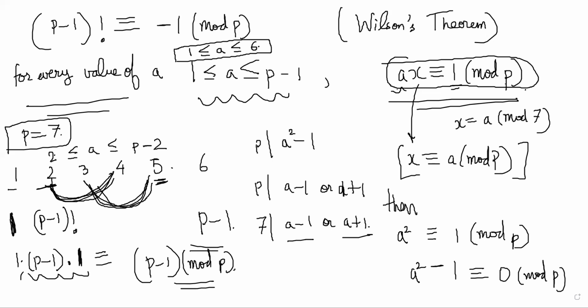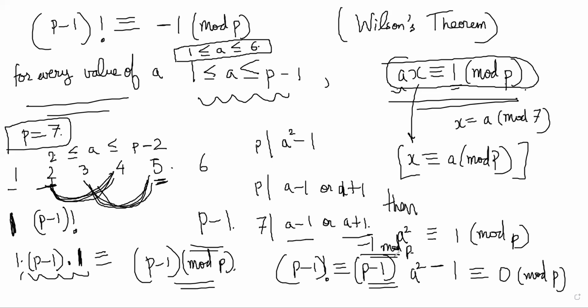Oh, wait. Oh, so we are getting that p minus 1 factorial is the same as p minus 1. So p minus 1 is just minus 1 mod p, right?